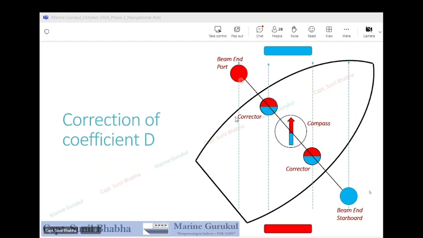You can also have a look at the end of the athwartship beam. The end of the athwartship beam had a red polarity deviating our compass, and the corrector magnet pole closer to the compass has a blue polarity which cancels out the effect of the athwartship beam. So you can now see the corrector magnets, soft iron corrector magnets placed in the athwartship direction, cancelling out the deviation generated because of the ends of the athwartship beam.